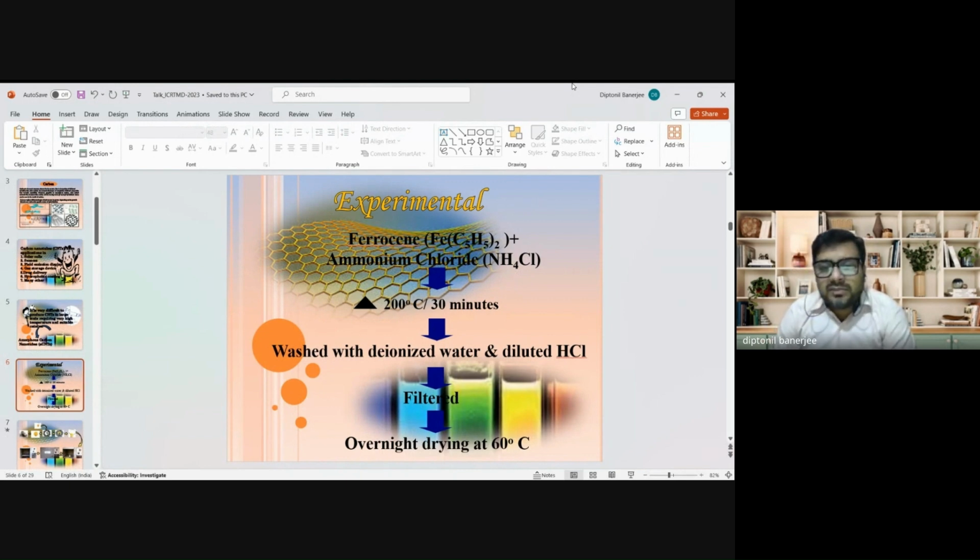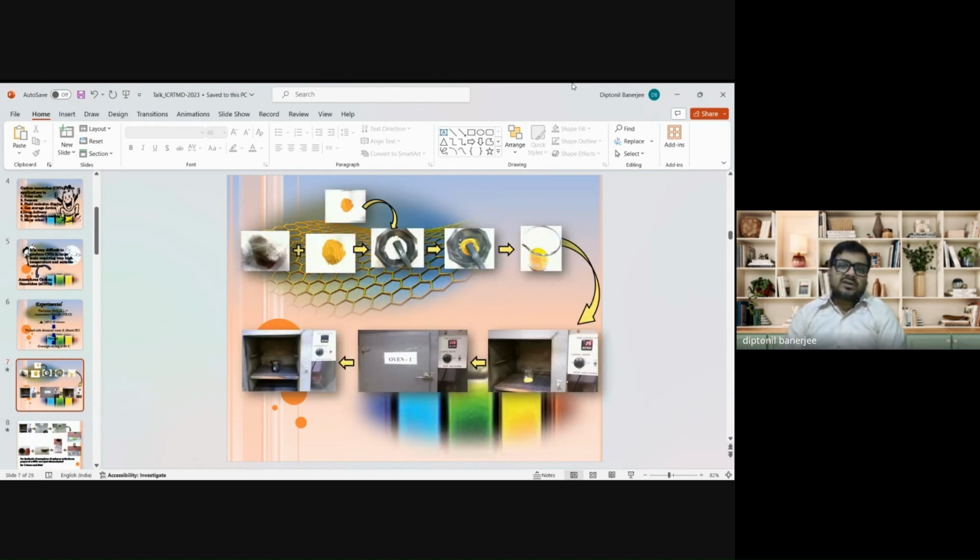It is a bit old work that I am presenting. The experiment is very simple. You just mix material A and B, that is ferrocene and ammonium chloride, in a particular ratio, and heat at 200 degrees centigrade for 30 minutes. Your material is ready. Just let it cool naturally, wash with deionized water and dilute HCl, then filter and dry it overnight at 60 degrees centigrade. Your material is ready. And these are the basic experimental steps that I have shown.